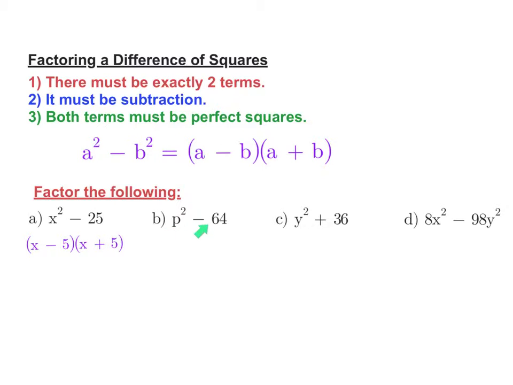Does this meet all the criteria? Are there 2 terms at subtraction, they're both perfect squares? Yep. Okay, so how would it factor? P minus 8, P plus 8. Yep. Say P plus 8 or P plus 8, P minus 8.